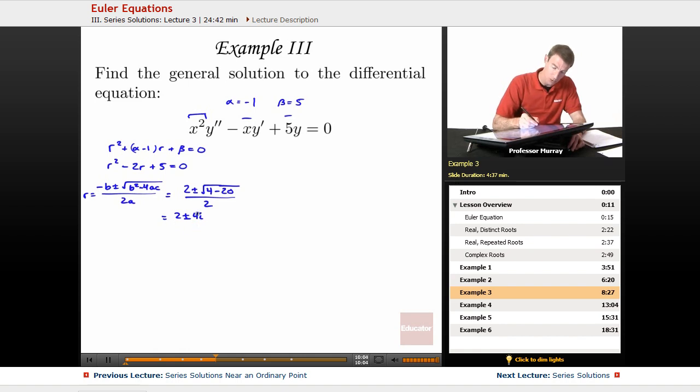We're going to get complex roots here. And that simplifies down to 1 plus or minus 2i.